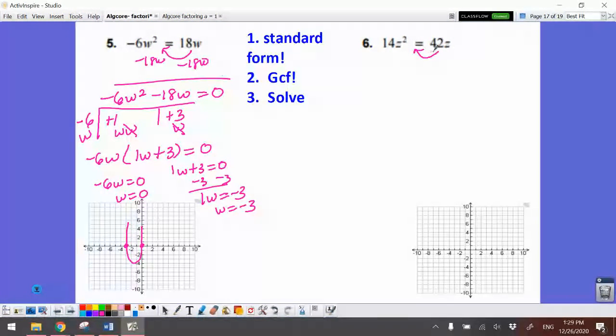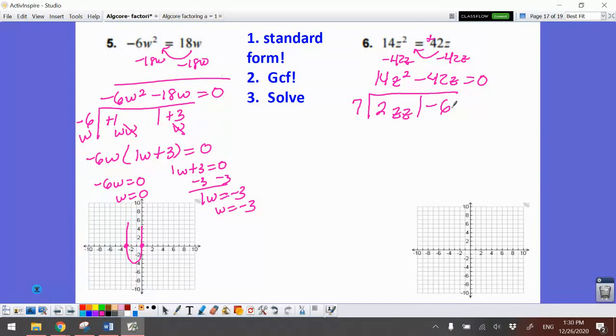Okay, again, move your 42z. It's positive, so move it across. It becomes negative. So 14z squared minus 42z equals 0. Now, what can I take out of 14 and 42? Well, I think I can take out a 7 because 7 goes into 14. So 7 divided by 14 is 2. Negative 42 divided by 7, that's a negative 6. And I have 2z's and 1z. Let's take 1 out. So 7z, 2z minus 6.